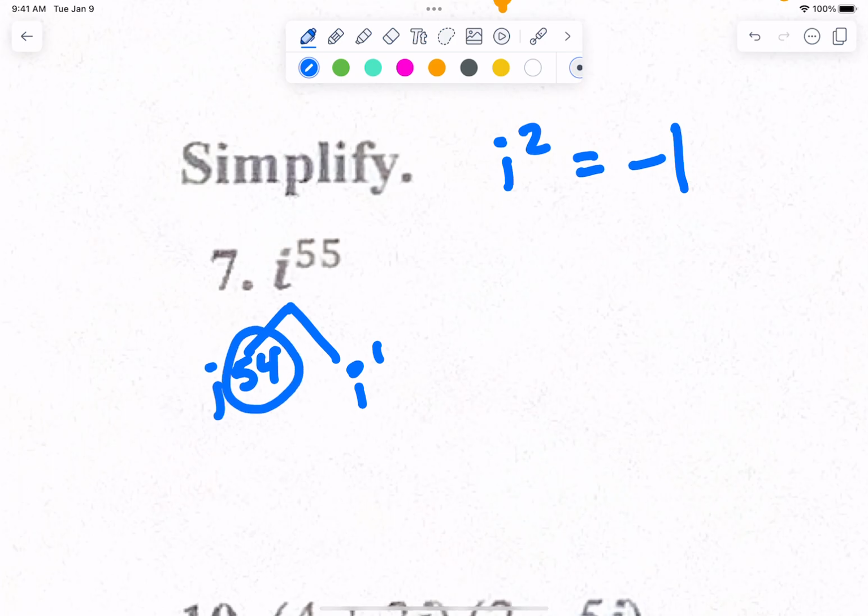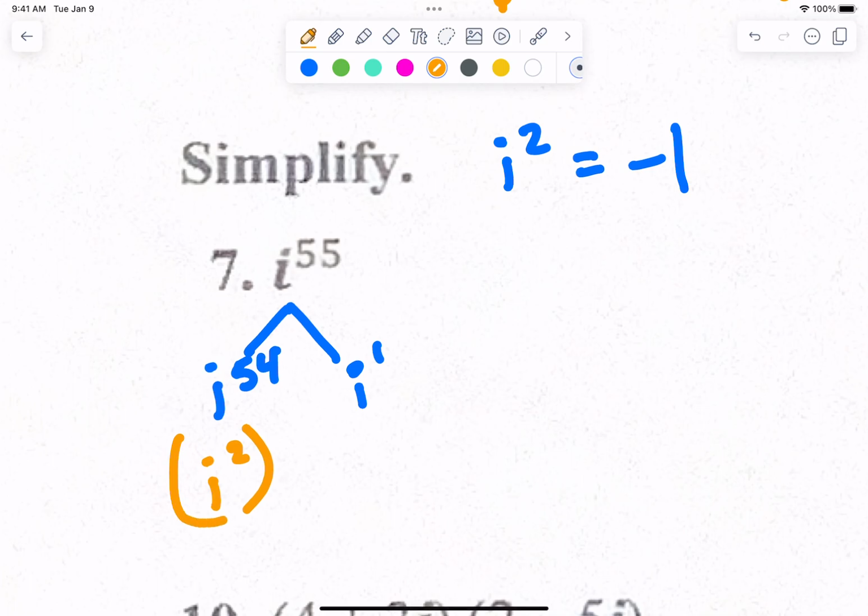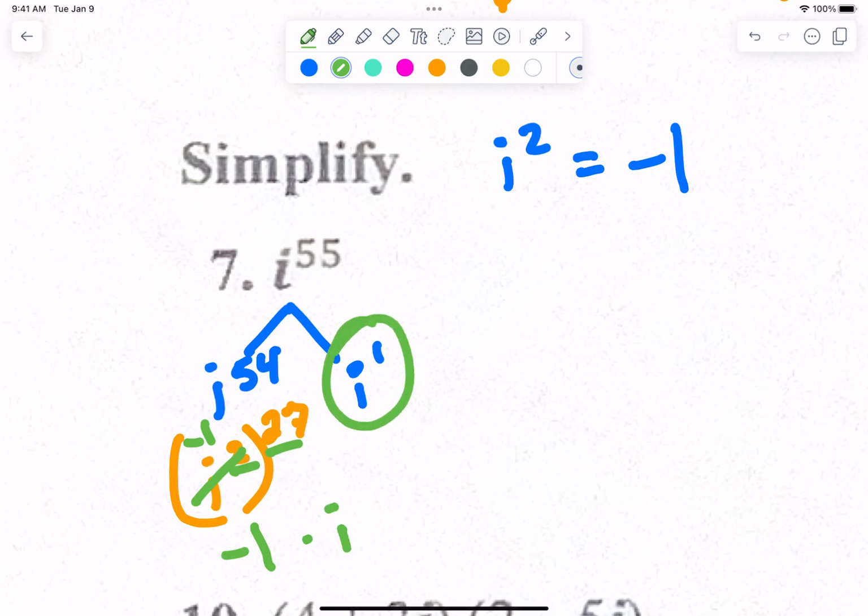Does i squared go into 54? Yeah, how many times? 27. 2 times 27 gives me 54. But i squared is negative 1, right? If I take negative 1 times itself 27 times, it's going to be negative 1. But then we have to multiply it by this little i that's hanging over here. So, final answer? Negative i.